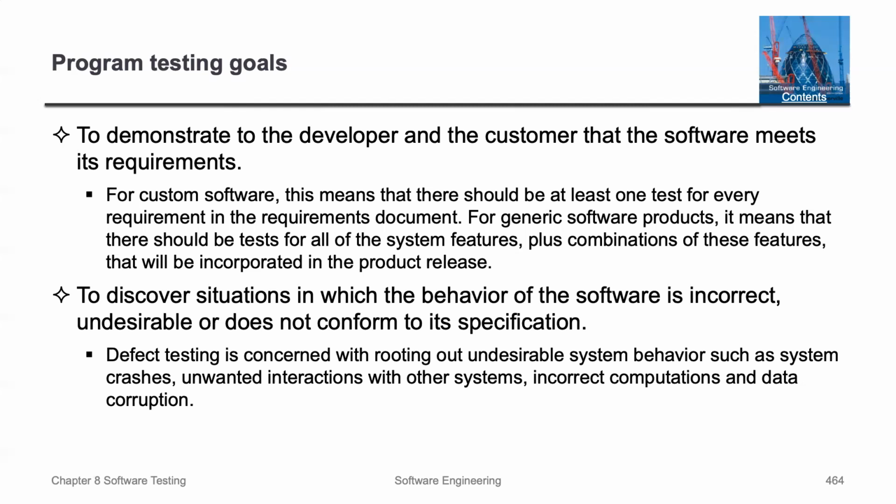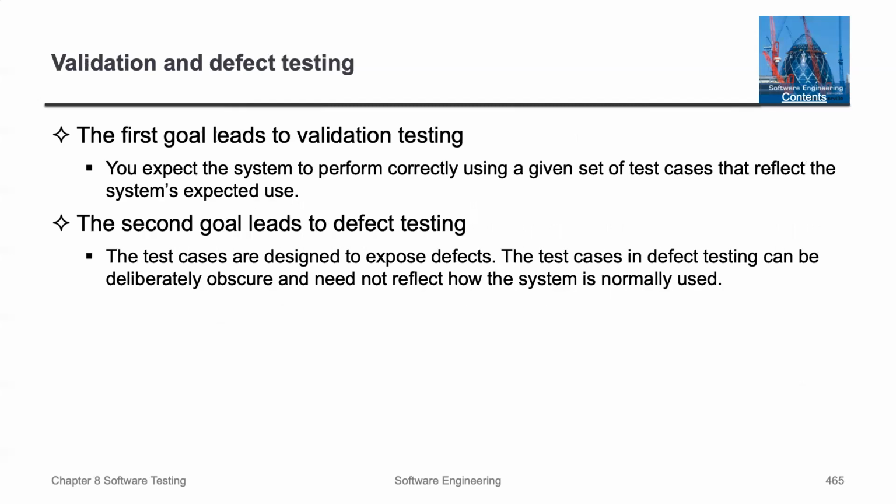Defect testing is concerned with rooting out undesirable system behavior, such as system crashes, unwanted interactions with other systems, incorrect computations, and data corruption. In terms of validation and defect testing, the first goal leads to validation testing. You expect the system to perform correctly using a given set of test cases that reflect the system's expected use. The second goal leads to defect testing, where the test cases are designed to expose defects. The test cases in defect testing can be deliberately obscure and need not reflect how the system is normally used.